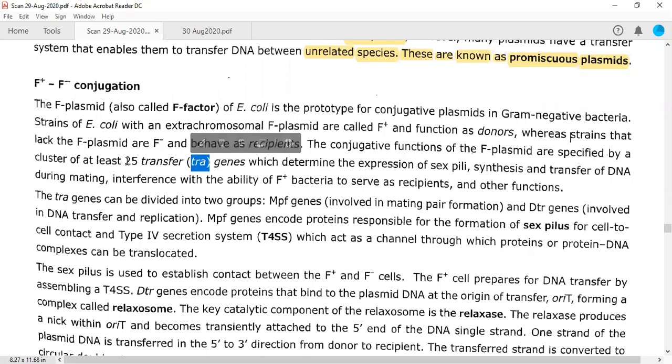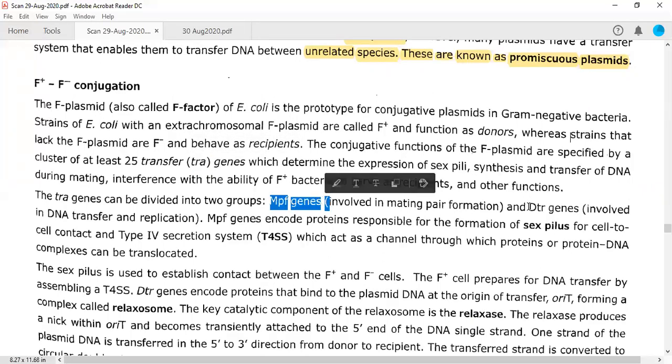And there are two sets of genes. One is called the MPF gene set and the second is called the DTR set. DTR is the DNA transfer and replication set, the DNA transfer and replication genes. And MPF is the mating pair formation genes.